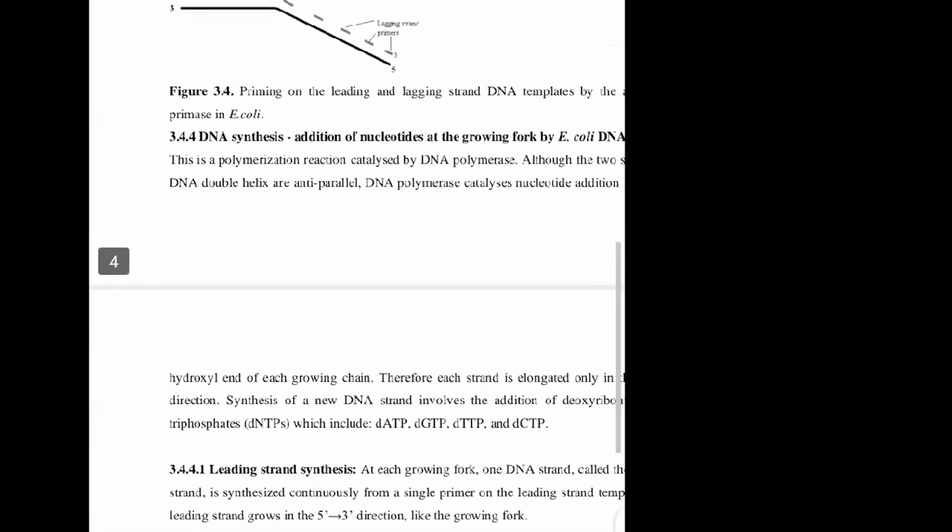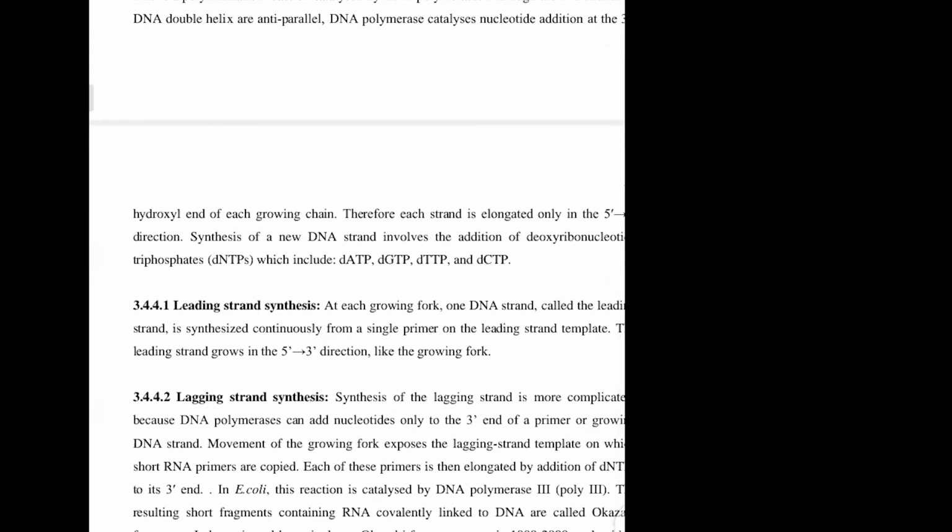Okay, now let us look at the actual DNA synthesis. That is addition of the nucleotides at the growing fork by E.